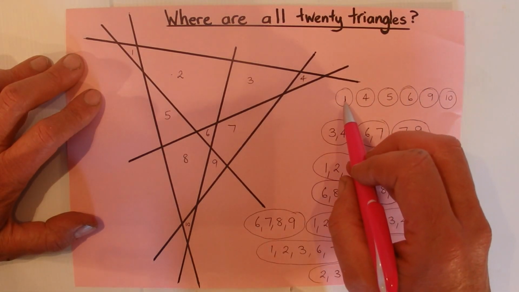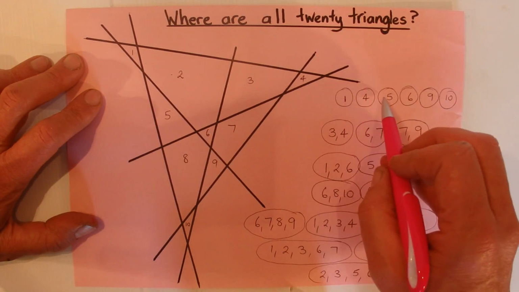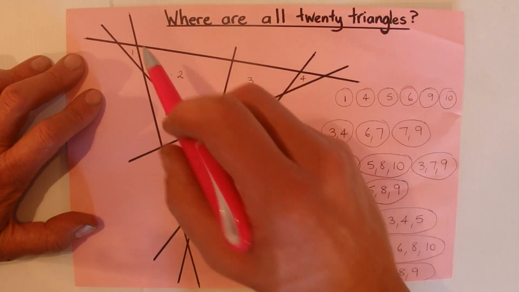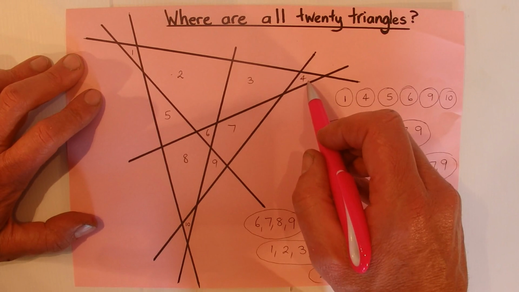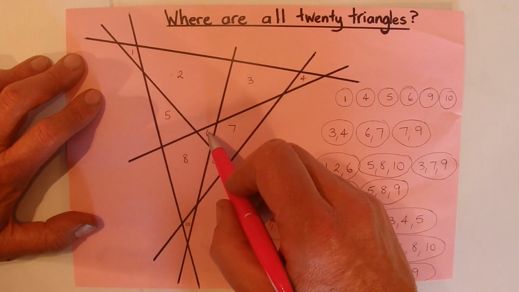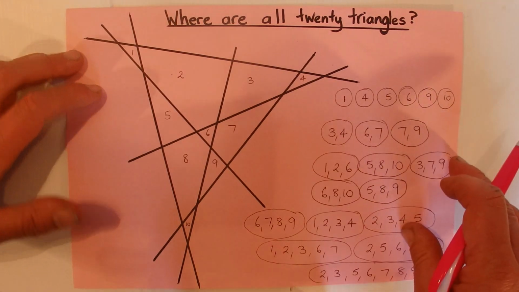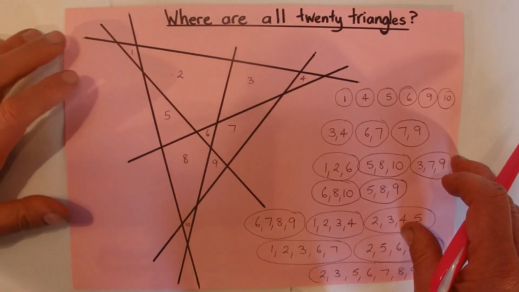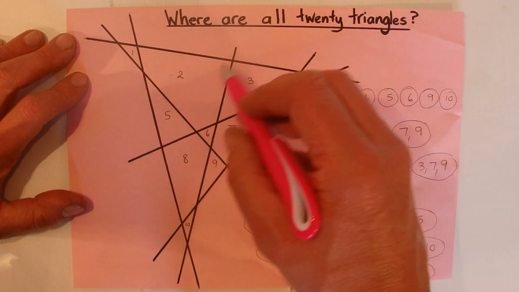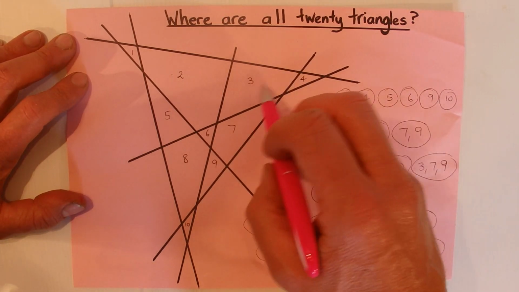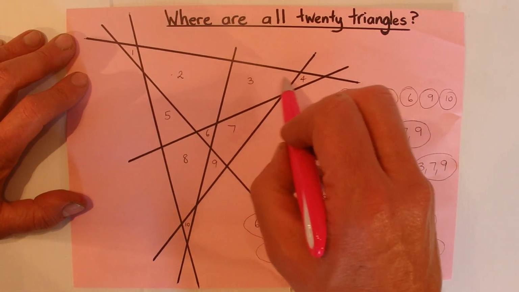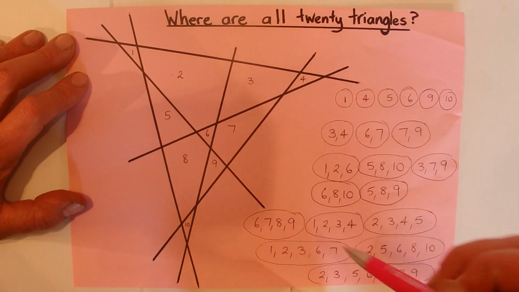So the single triangles, I've just got those up here: 1, 4, 5, 6, 9, and 10. You can see there 1, that's a triangle, then 4, 5, 6, 9, and 10. So there's 6 single triangles, first of all.